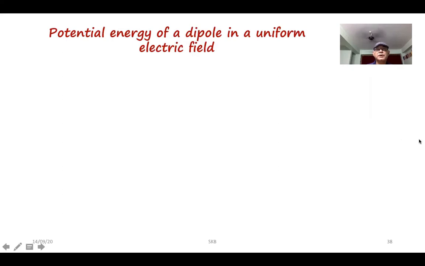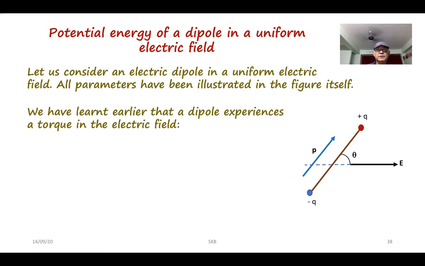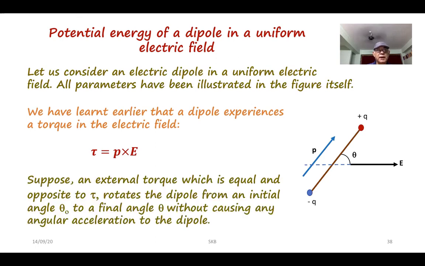Now, potential energy of a dipole in a uniform electric field. Let us consider an electric dipole in a uniform electric field. All parameters have been illustrated in the figure itself. We have learned earlier that a dipole experiences a torque in the electric field. The torque tau is P cross E, where P is the dipole moment of the dipole and E is the electric field. Suppose an external torque, which is equal and opposite to tau, rotates the dipole from an initial angle theta naught to a final angle theta without causing any angular acceleration to the dipole.